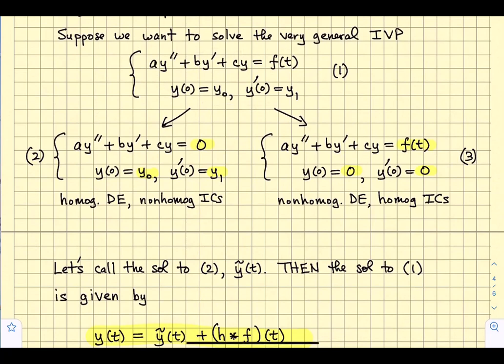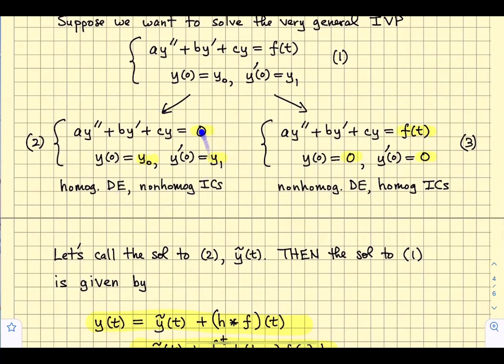Here's all you have to do. Solve this equation 2 problem for y tilde, which is very doable. Look at this. This is a homogeneous differential equation. So we're way back to early chapter 4 with non-homogeneous initial conditions. This is the easiest one of these three to do.